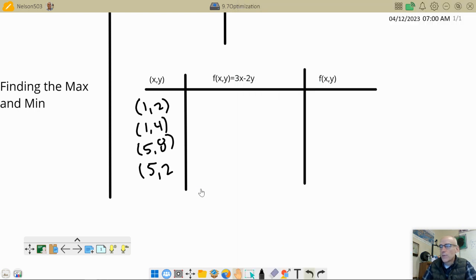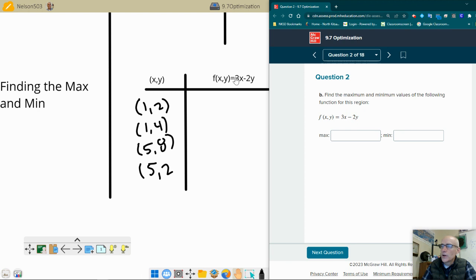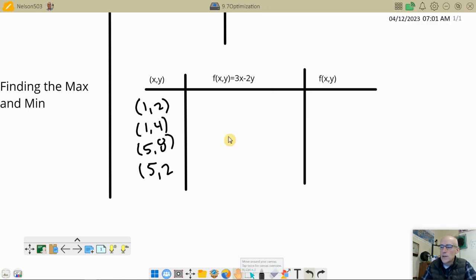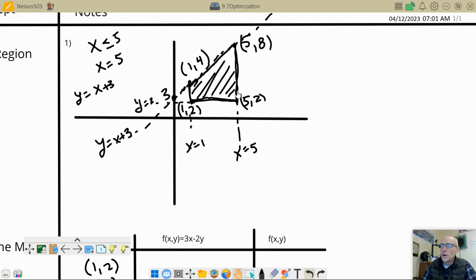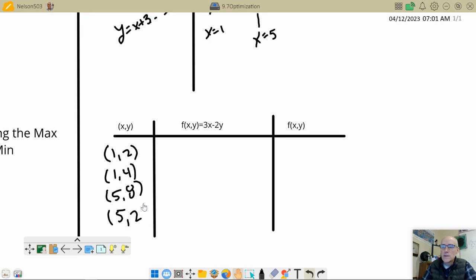So let's look at my table. That's why I have 3x minus 2y right here. You're going to copy this equation that they want you to minimize or maximize into that middle column. Every problem is going to have this little table. You're going to list your optimization points that you're going to test. Those are the vertices of your feasible region. I had 4 points on my feasible region, so I need to test out 4 points to see which one's going to be the maximum or the minimum.